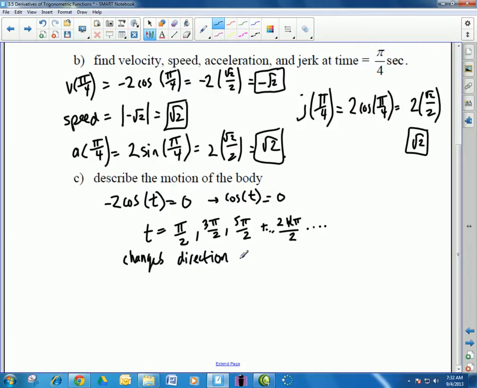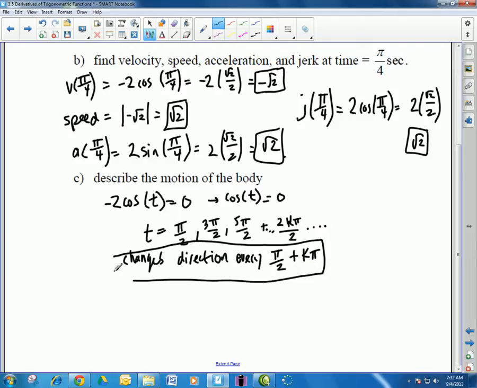every pi over 2 plus k pi. All right. It changes direction every pi after that. All right, so you would go through writing full sentences. I know I didn't write in full sentences here because it's kind of difficult to write on this thing, but write in full sentences your explanation.